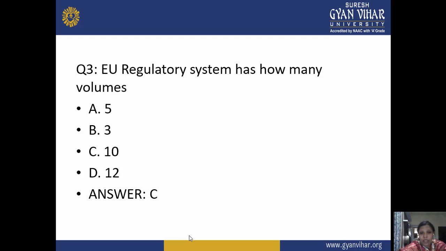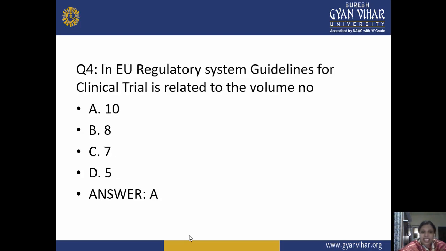Second: how many volumes does the European Union regulatory system have? The options are 5, 3, 10 or 12. Answer C, 10, is correct: the European Union regulatory system has 10 volumes. Next: in the European Union regulatory system, guidelines for clinical trials are related to which volume number? The options are 10, 8, 7 or 5. Answer A is correct, that is 10.